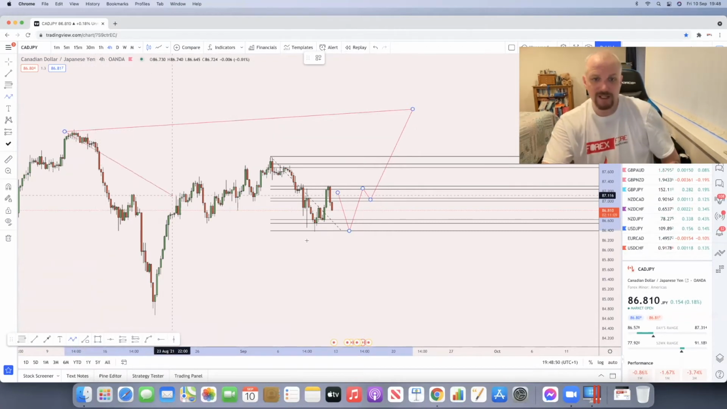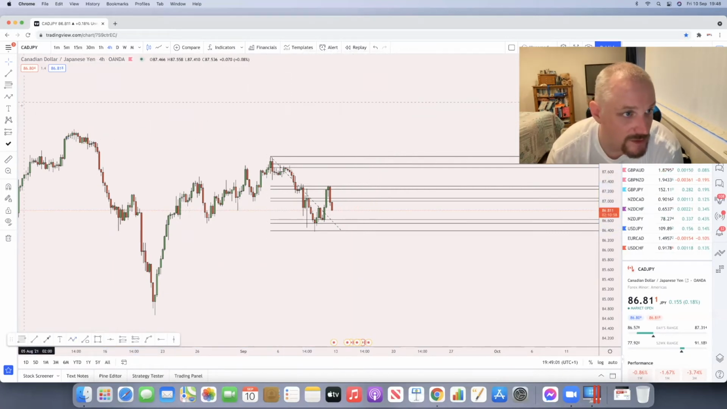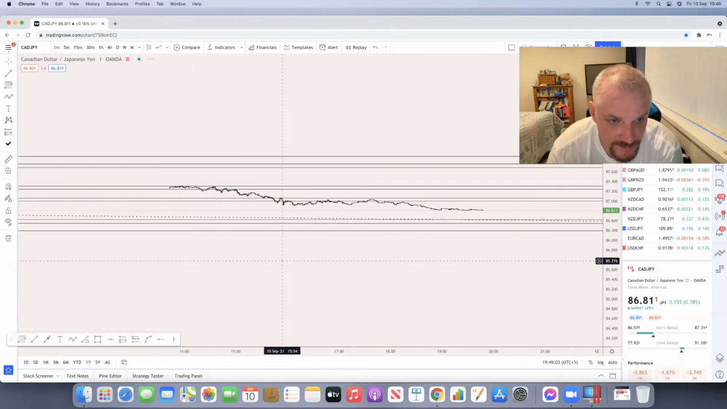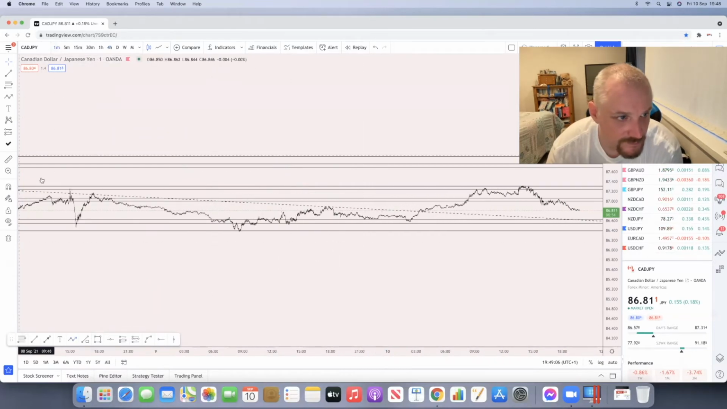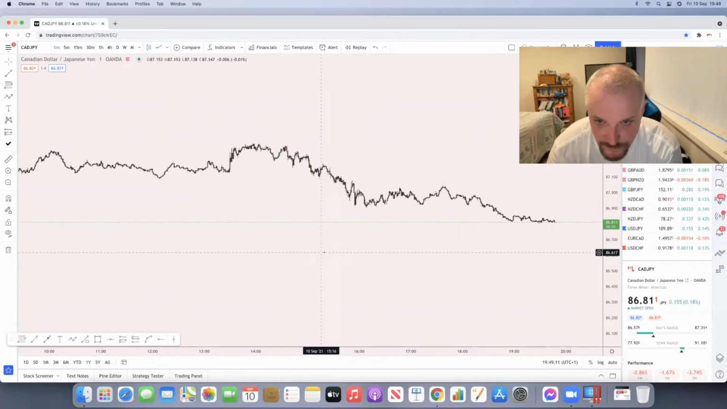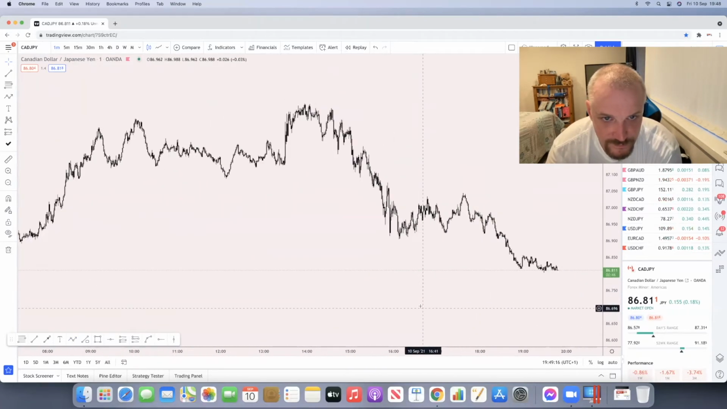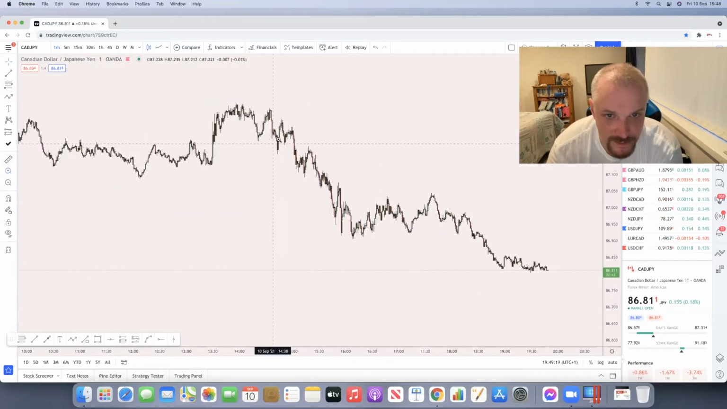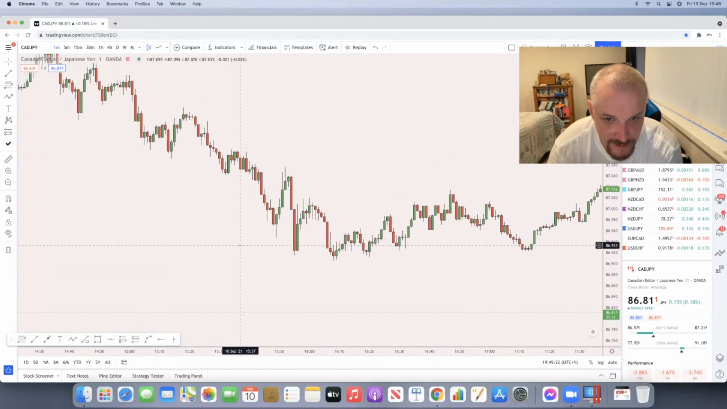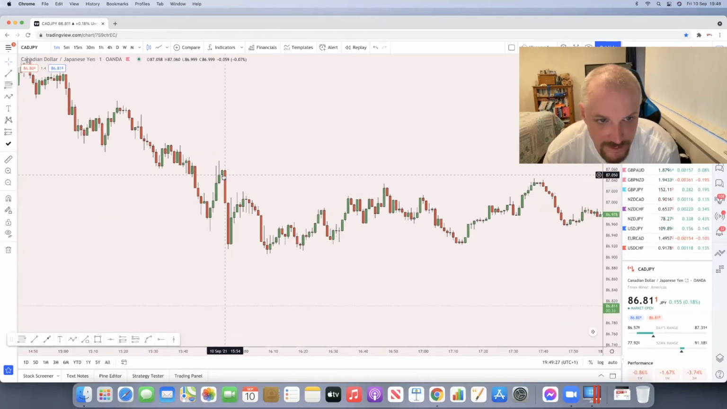So for me, I would be waiting for a liquidity grab down here and wait for a signature pattern, to be honest. Let's go down to the 1 minute. Let's just see if I can get the candles in here. Right, again, so let's have a look.